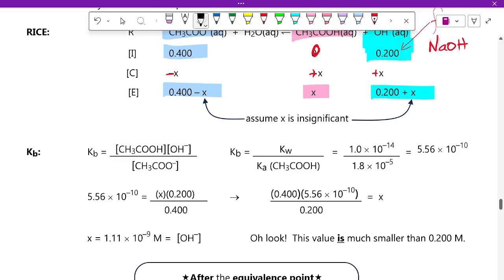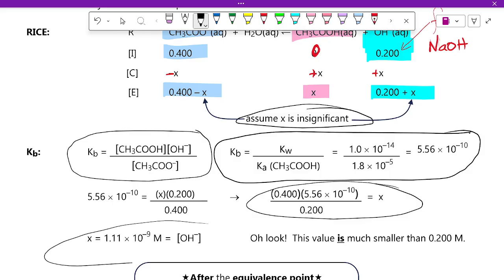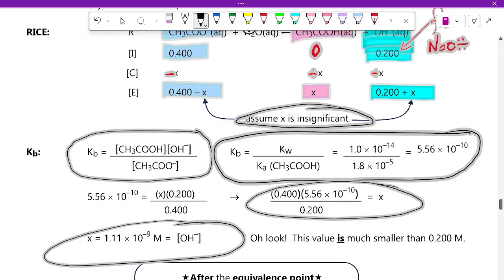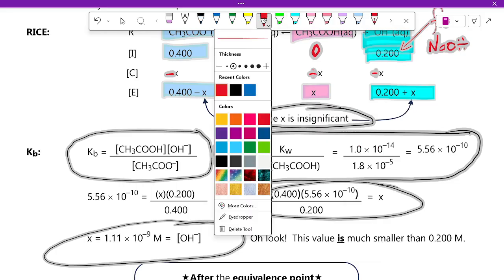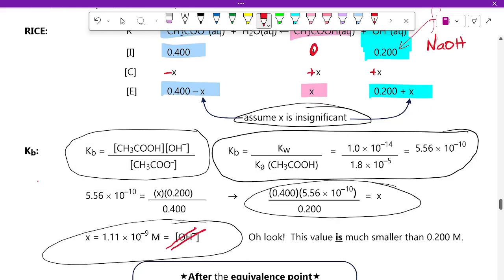Find that there's our Kb expression. We found our Kb, taking Kw over Ka of the conjugate acid. Let's assume x is insignificant to make it not a quadratic. Solve for x. There is x. What was x? Oh, that's not hydroxide. I'm so sorry. I just need to get this thing so it's writing. There we go. That's not hydroxide. That's just x.